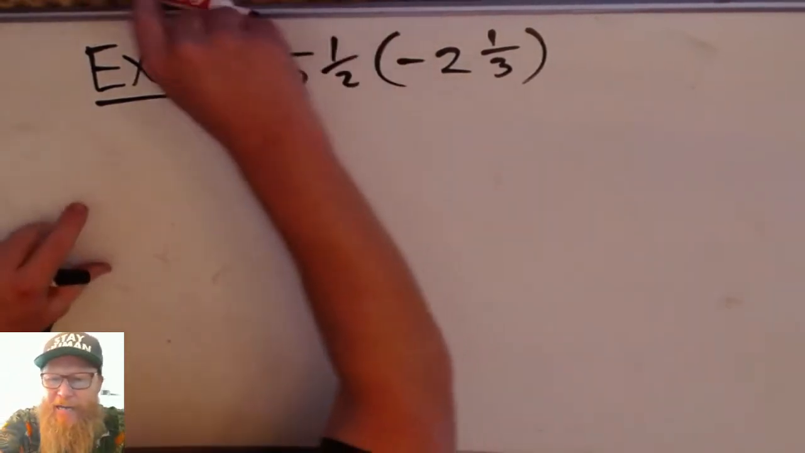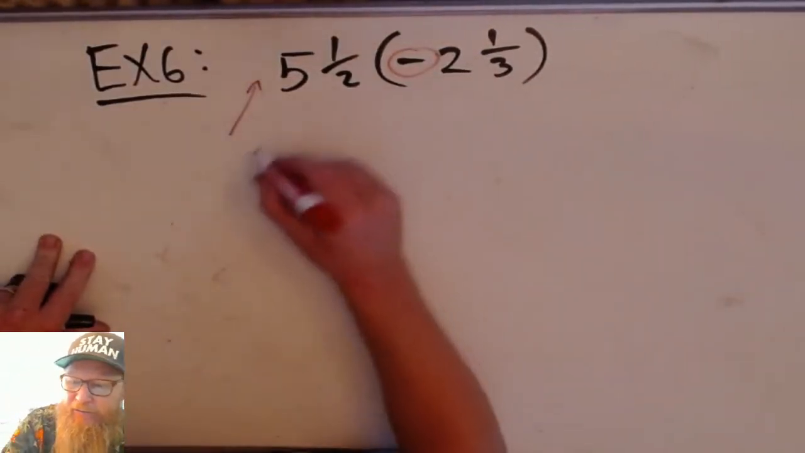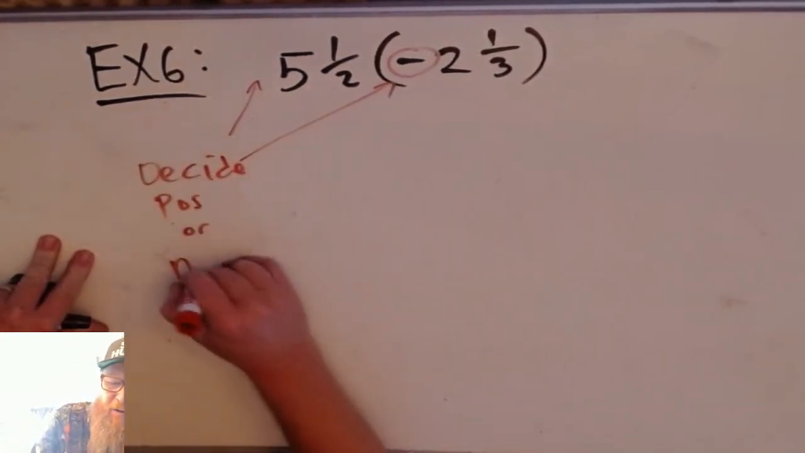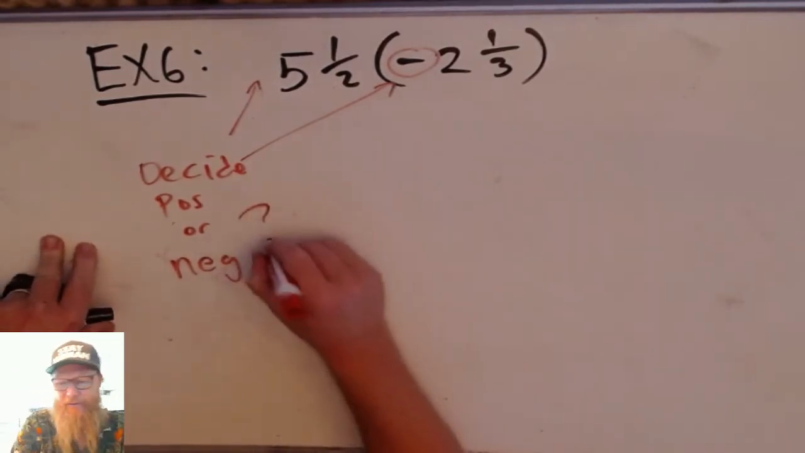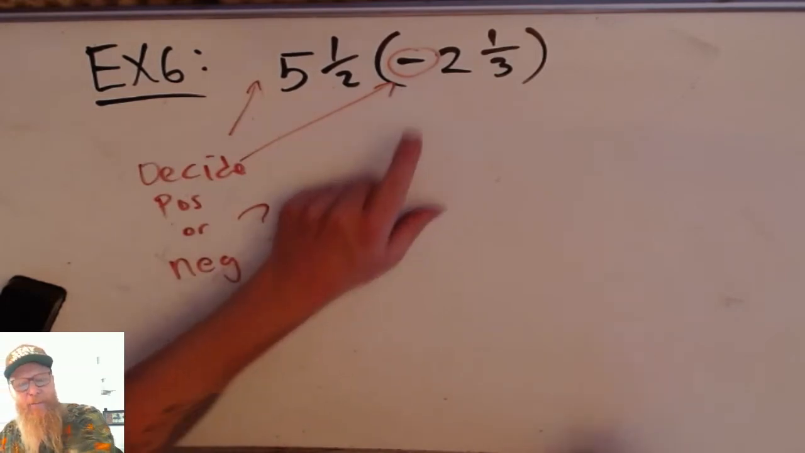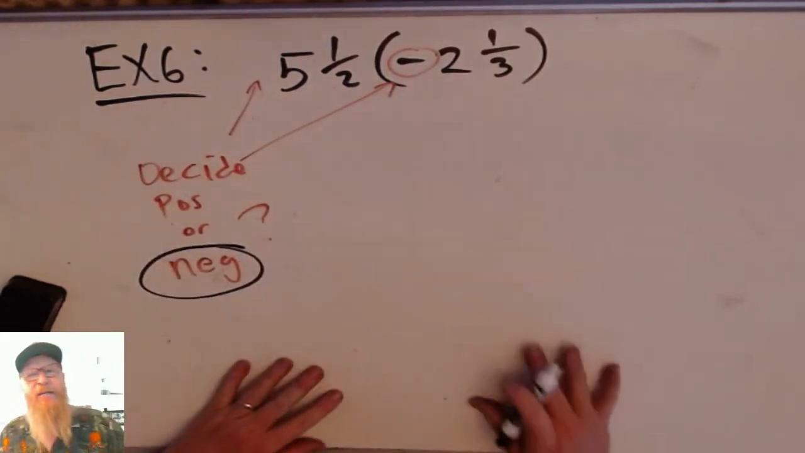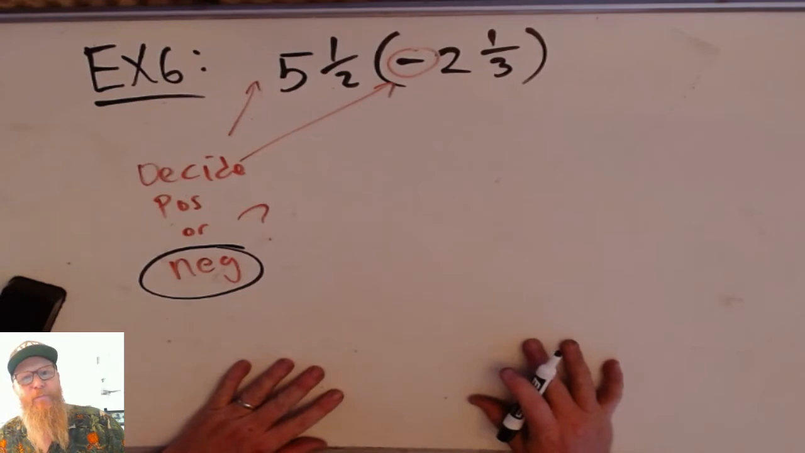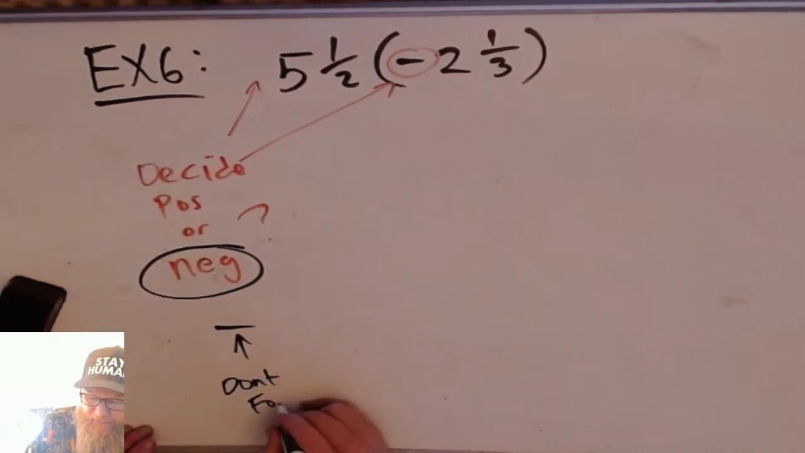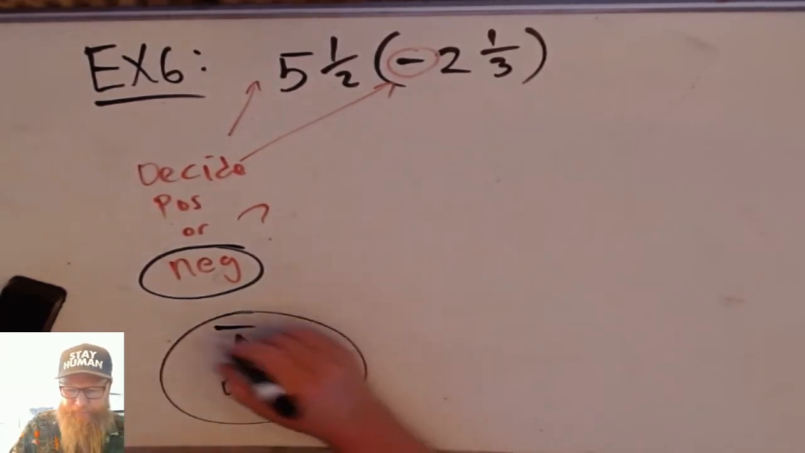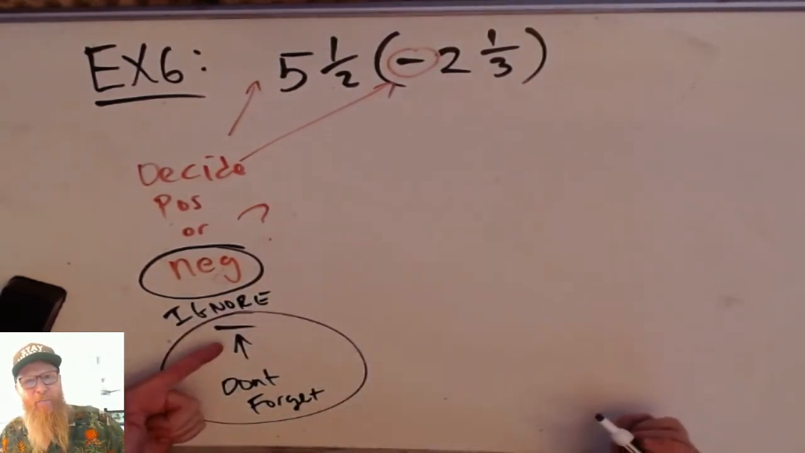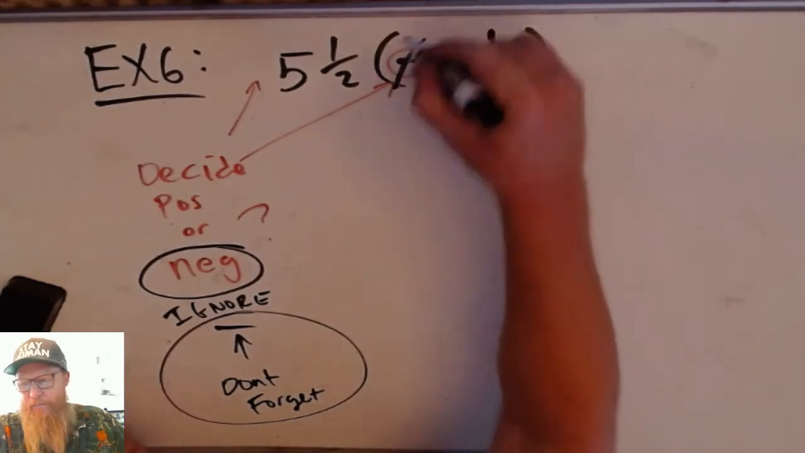So now we have a positive and a negative. So decide, is it positive or negative? Well, you have a positive multiplied by a negative. So I already know my answer is going to be negative. All right. So let's put our negative sign down and don't forget it. You can ignore it for a minute, so don't look at it, ignore it, but don't forget it.